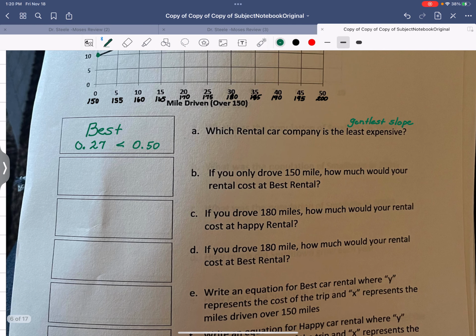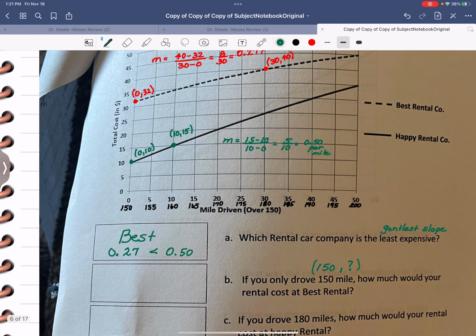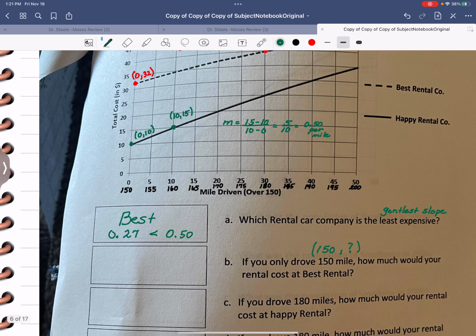If you only drove 150 miles, how much would your rental cost at Best Rental? So this is saying when X is 150, what is Y? Well, remember these are measured in increments above 150, so the 0 mark is the 150, and we're looking at Best Rental Company. That's going to be $32.